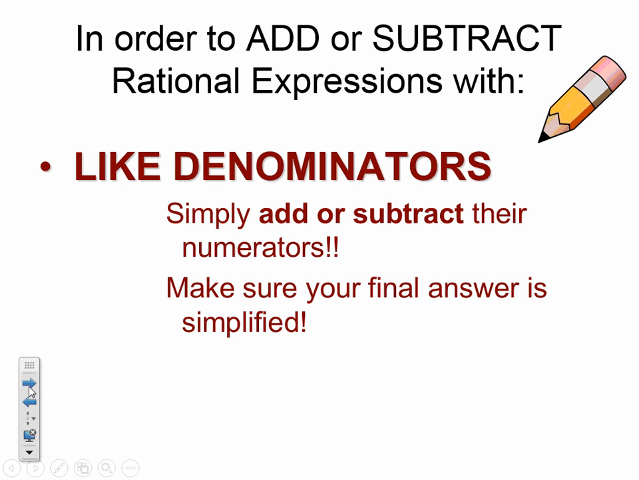Now, please write this down for me. In order to add and subtract rational expressions, we have to have like denominators. Okay? And then after we have our like denominators, so today that's all we're going to have, all we have to do is add or subtract their numerators. And our denominator is going to be the same. And then we have to make sure that our final answer is simplified.